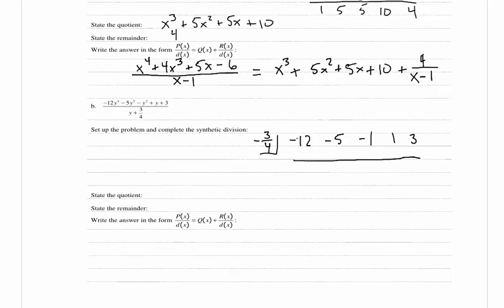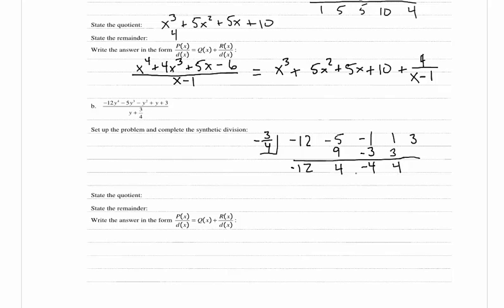And now we have negative 12 coming down. Negative 3/4 times negative 12 is 9. Negative 5 plus 9 is 4. Negative 3/4 times 4 is negative 3. Negative 1 plus negative 3 is negative 4. And then we have negative 3/4 times negative 4 is positive 3. 1 plus 3 is 4.